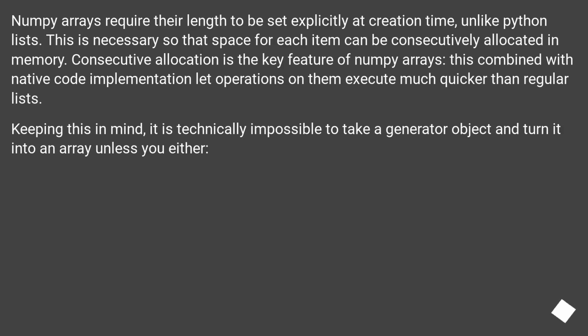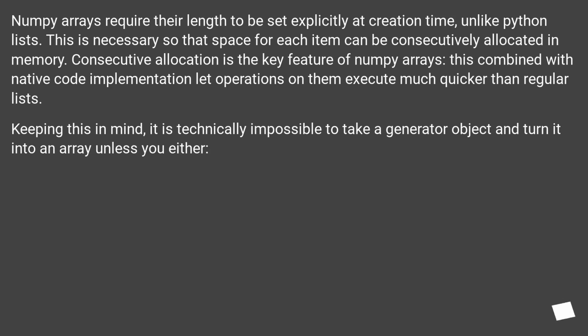NumPy arrays require their length to be set explicitly at creation time, unlike Python lists. This is necessary so that space for each item can be consecutively allocated in memory. Consecutive allocation is the key feature of NumPy arrays. This, combined with native code implementation, lets operations on them execute much quicker than regular lists.